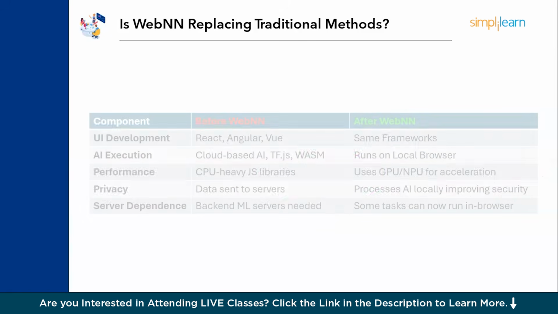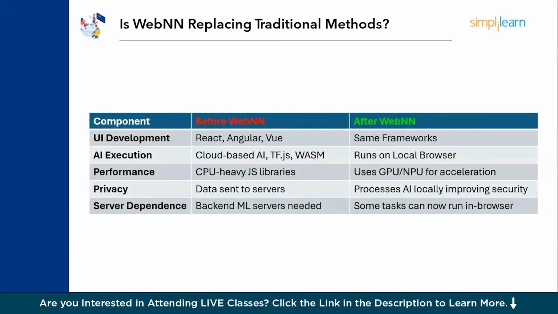Now, to make things clearer, I've arranged a table. So here you can see the components: user interface development, AI execution, performance, privacy, server dependence. Let's start with the first one. UI development. Before web neural networks, React, Angular, Vue were the common ones. And after web neural networks, we will be using the same frameworks as well.